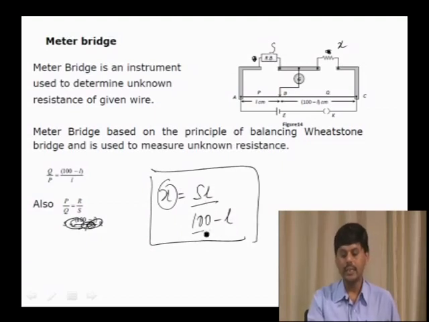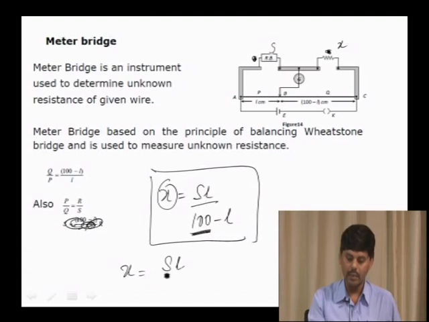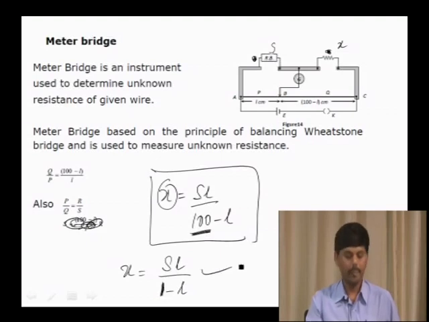Here you are measuring the balancing length in centimeters, which is old school. If you are measuring the balancing length in meters, it is 1 minus L, in terms of length in meters.